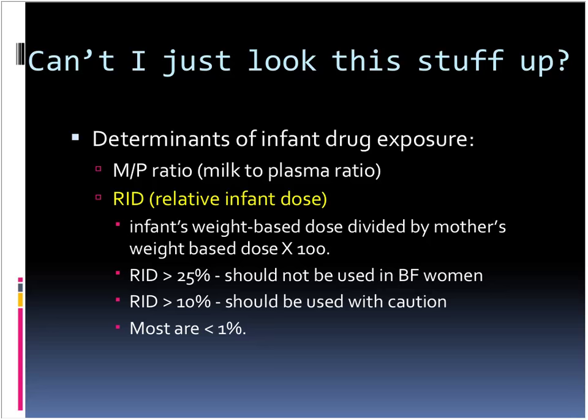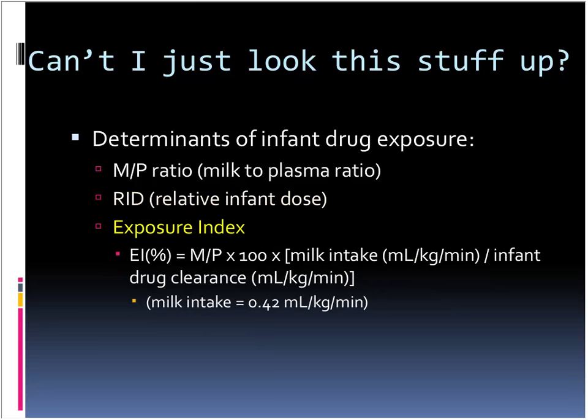But in general, most medications are quite low, less than 1%, and an RID greater than 10% is labeled as should be used with caution, and greater than 25% should not be used in breastfeeding women. Again, these are really general guidelines, but they're good benchmarks to take a look at if you're evaluating a medication.